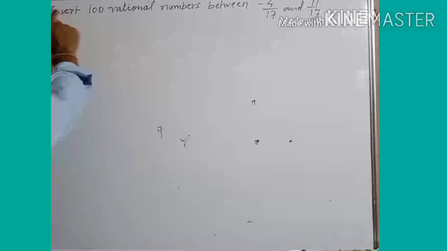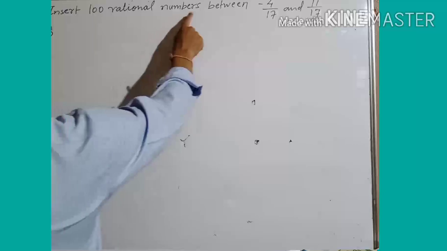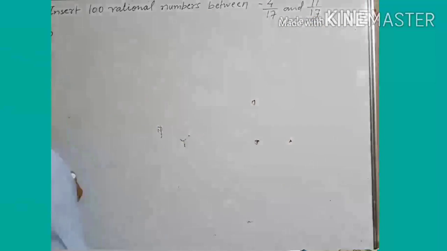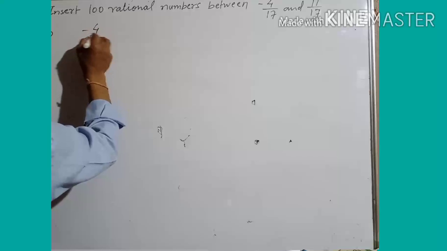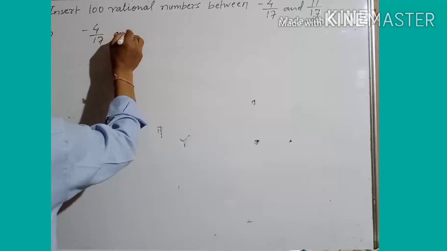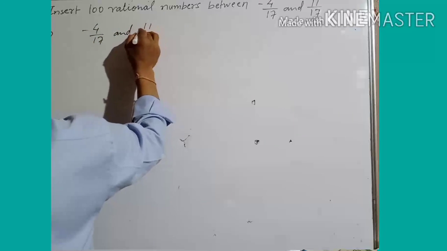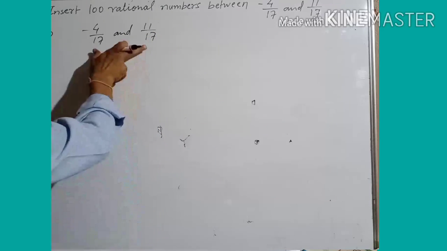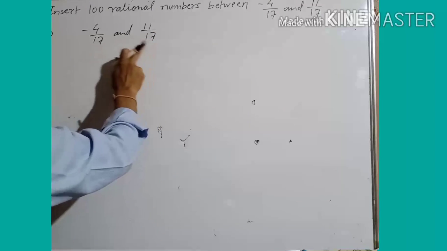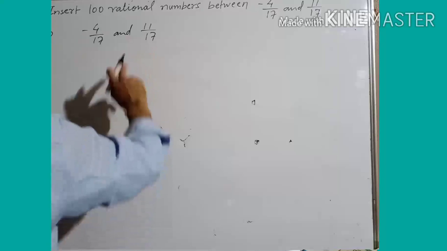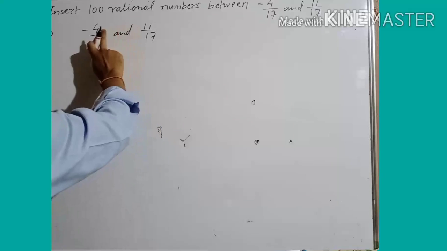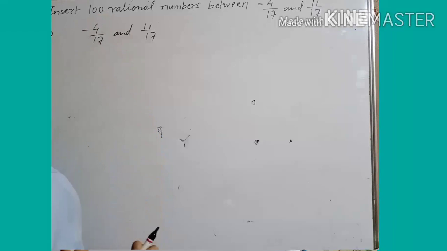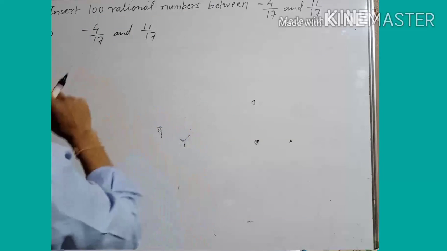Let's see. Find 100 rational numbers between minus 4 upon 17 and 11 upon 17. We write here minus 4 upon 17 and 11 upon 17. What is the first step? First, we have to make their denominators same. But in this case, the denominators are already the same. So we can compare the numerators. When you compare the numerators, we don't get 100 rational numbers. But we need to find 100 rational numbers. So, how will you find them?